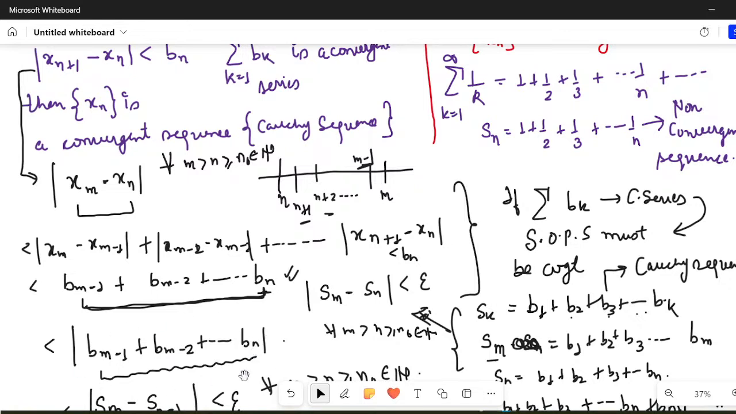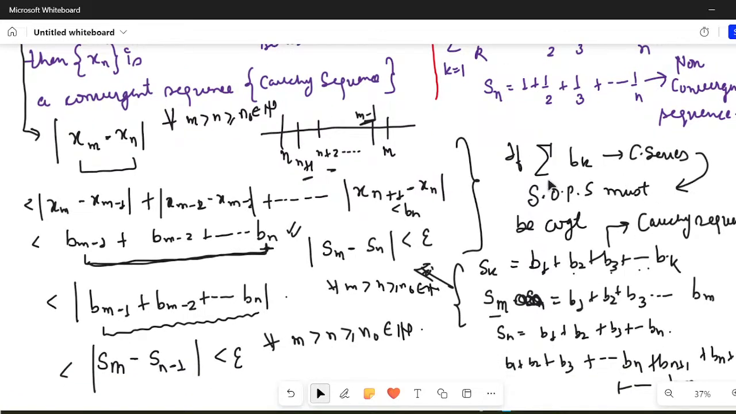Just think about this, what it would be equal to. This particular thing is equal to S_{m-1} minus S_{n-1}. How can I say that? See, if the summation of bk is a convergent series, then the SOP corresponding to this particular series must be convergent. Then Sk, which is b1 plus b2 plus b3 up to bk, should also be a convergent sequence, because corresponding to a convergent series, its SOP, that is the sequence of partial sums, must be a Cauchy sequence.